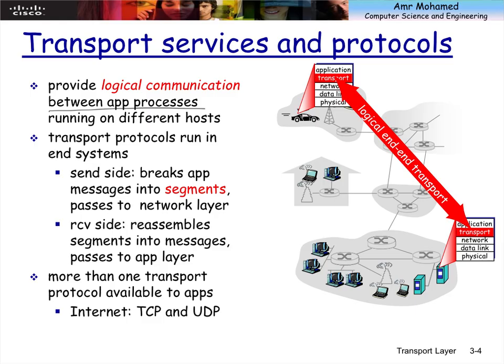Okay. So again, the application endpoint on the sender side breaks up the messages into segments and passes them to the network layer. So this requires some kind of multiplexing and demultiplexing. So this gets multiplexed from multiple applications on the network. Then the receiving side will reassemble, which means that first it will demultiplex. All the segments will arrive here.